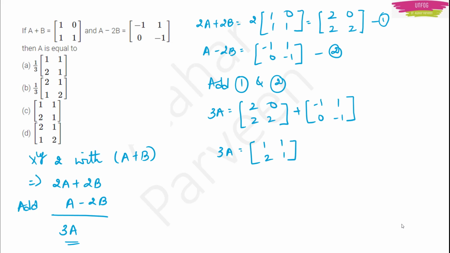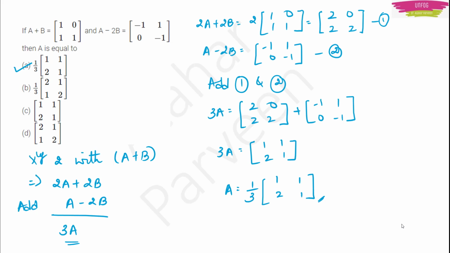Once you get the value for 3A, now you have to send that 3 in the right hand side. Means A will be equal to 1 upon 3 into that matrix. You see if that is there in the option. Yes, it is there. That will be your right answer. Okay, so this was all about addition and subtraction of matrices.